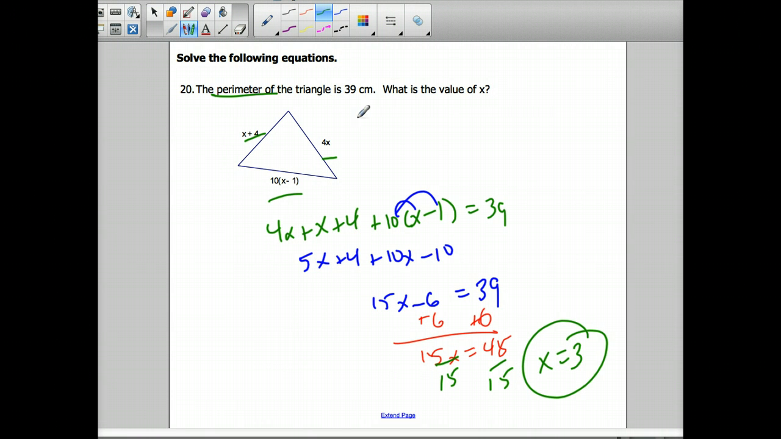Alright, let's just double check and see if that works. 3 plus 4 is 7. 4 times 3 is 12. 3 minus 1 is 2. 10 times 2 is 20. So when we add them up, 20, 32, 39. That works.